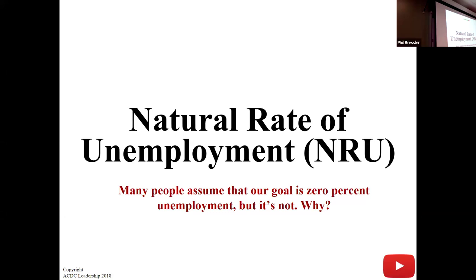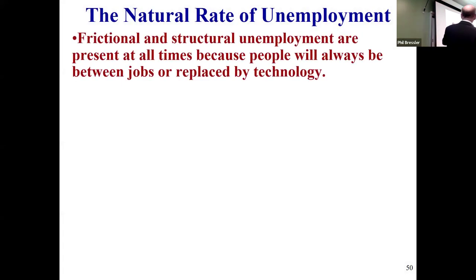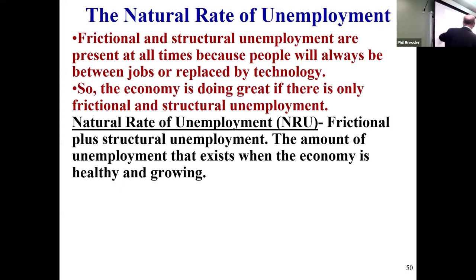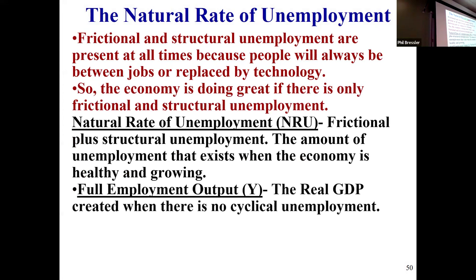So zero is not a goal, okay? Frictional and structural unemployment are present at all times. So the natural rate of unemployment, here's the key thing, is frictional plus structural unemployment. The only unemployment not included in the natural rate is cyclical unemployment.